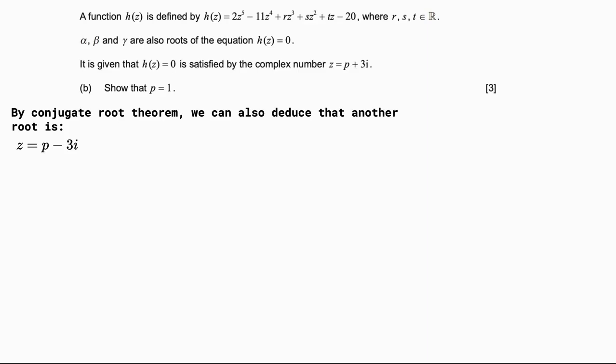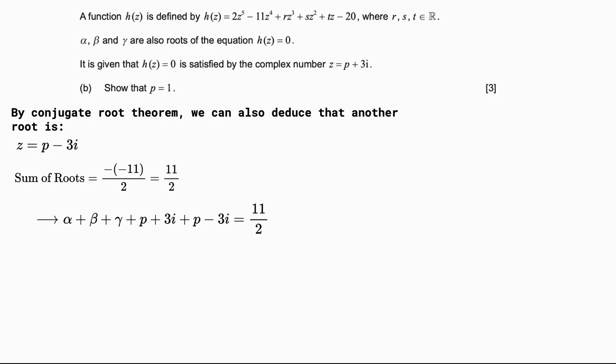So what we can do first is find the sum of all the roots of this function. Once again, we can use our formula negative b over a. In this case, our b value is negative 11 and our a value is 2, as shown on the previous page. And by part A, we also know that alpha plus beta plus gamma equals 7 over 2, and now we basically have all the roots. So we have z equals p plus 3i, p minus 3i, and we also have alpha, beta, and gamma.